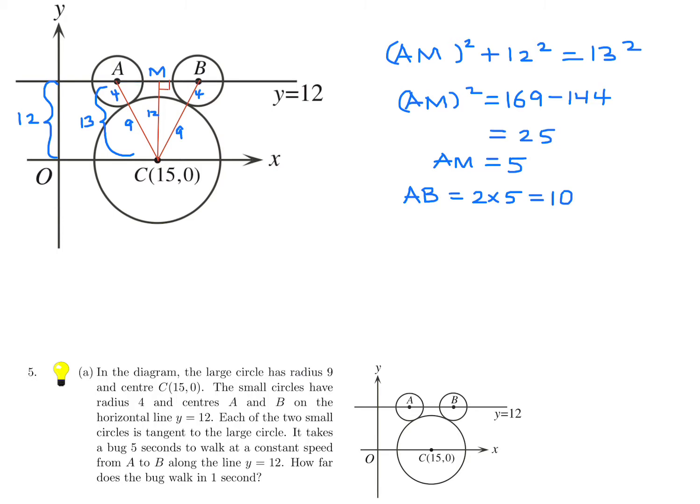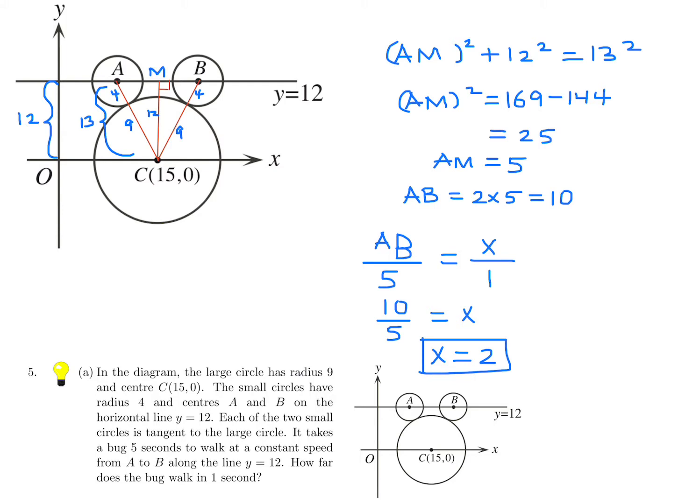They tell us that a bug takes 5 seconds to walk from A to B. So AB is 10. So AB over 5 seconds is the equivalent of a certain distance over 1 second. So this is the ratio. AB we figured out is 10. So 10 over 5 is equal to x, and therefore x is equal to 2. So in 1 second the bug will travel 2 units. I guess that's the best way of explaining it.